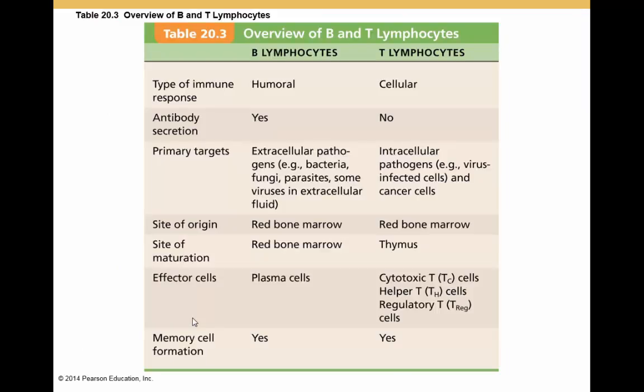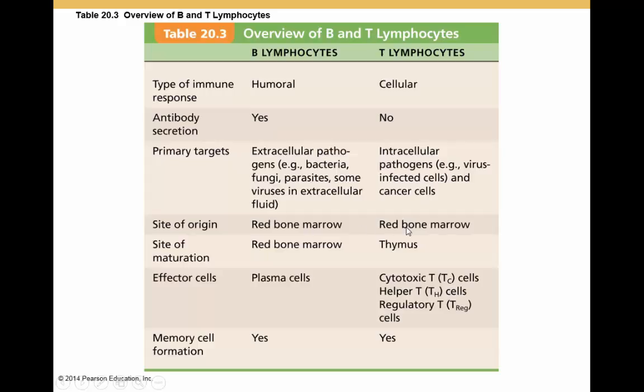Summary, in your book there is a table, kind of gives you a breakdown between the B cells and the T cells of that adaptive system. So we know the type of immune response is considered humoral, outside of the cells for B cells, cellular, the cells themselves, for T cells. We know that B cells make antibody and T cells do not. We know the primary targets for B cells is extracellular, right? Bacteria, fungus, parasites, okay, even some virus that's in the extracellular fluid and hasn't entered any of our self-tissue yet. And that's where the T cells come into play. Any intracellular pathogens like virally infected self-cells, like cancer cells, that's who they're going to attack.